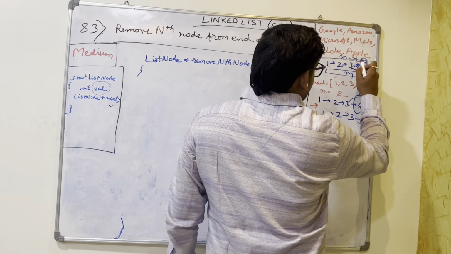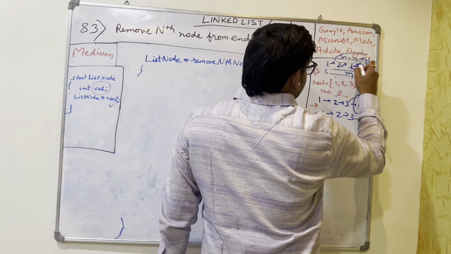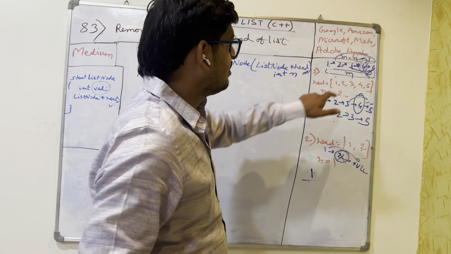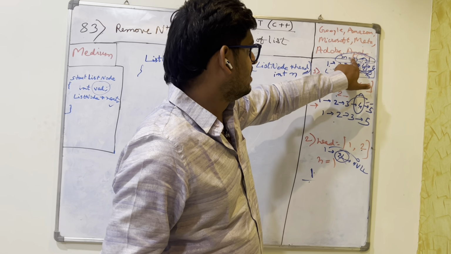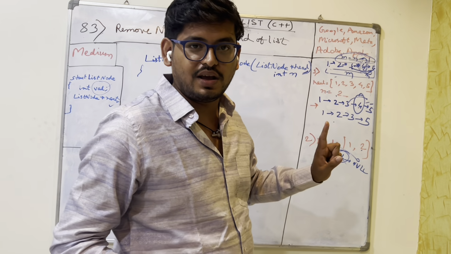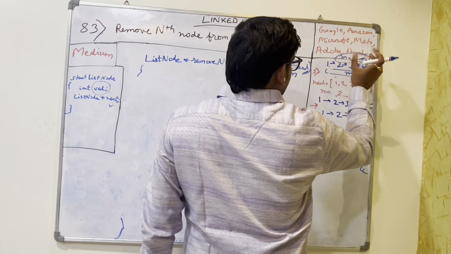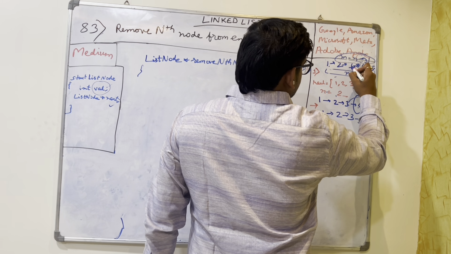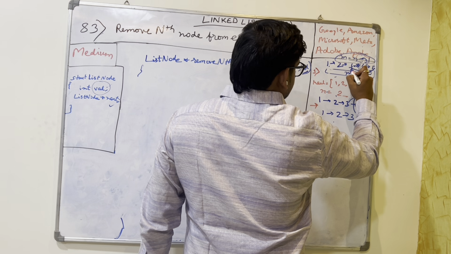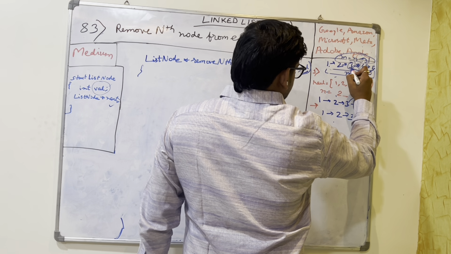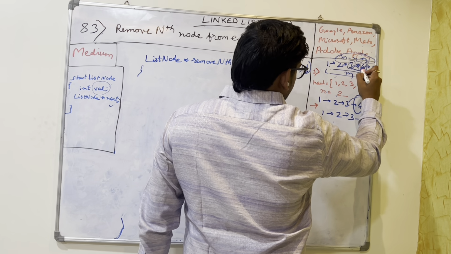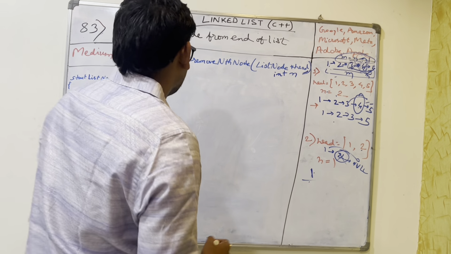So actually we need to travel what distance? m minus n minus 1 distance. Total length of the linked list minus n minus 1, okay? So this distance we have to cover and then we will just point this node's next to node's next's next, okay? So let's code it.